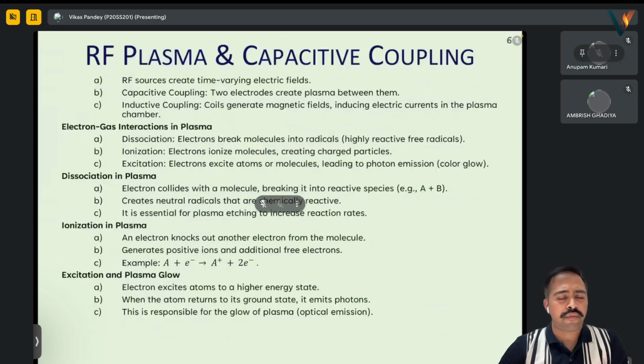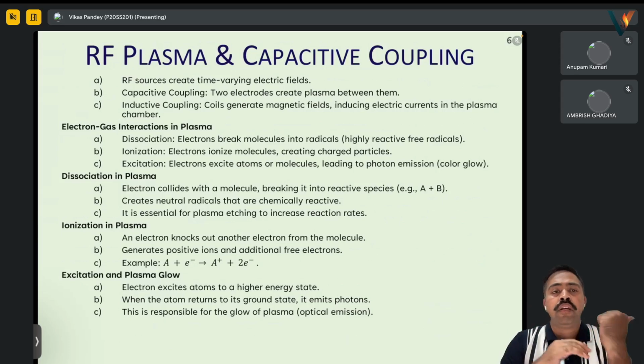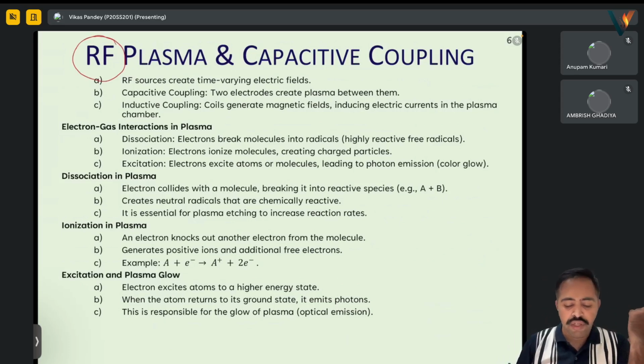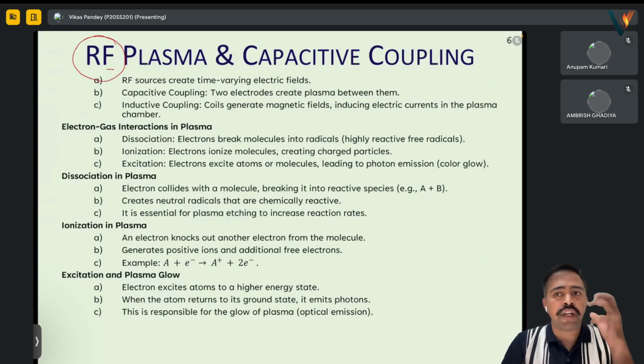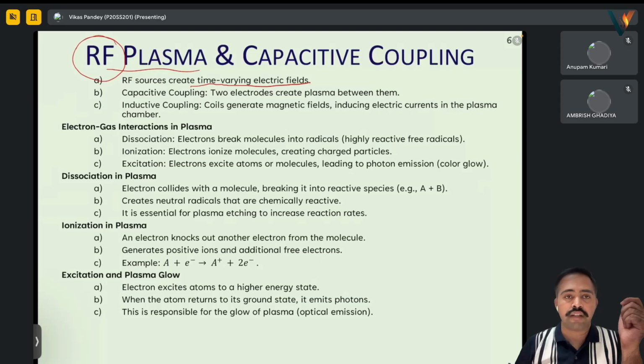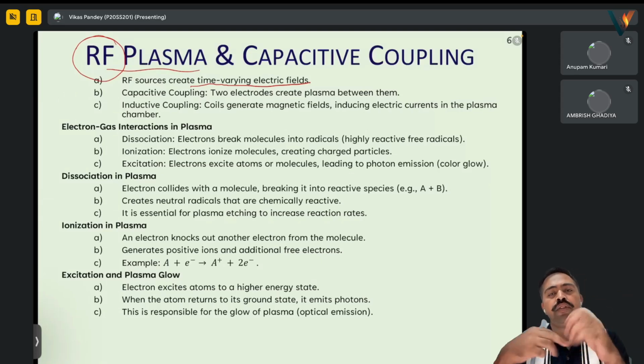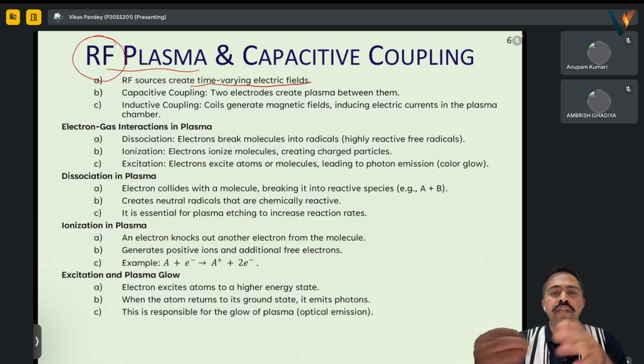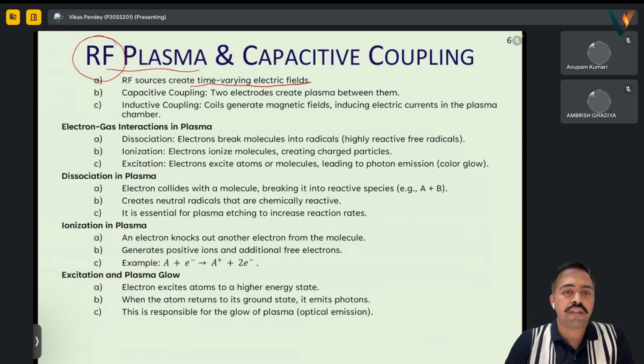So there are two types of plasma we are generating. One I discussed is using high voltage. The second way is RF plasma, where we use radio frequency, like electromagnetic waves, to generate plasma. Here the RF source creates a time varying electric field. This is generally used where we cannot use high voltage, for example with capacitive coupling, where a dielectric is present in between. In that case, we go for an RF plasma generator.